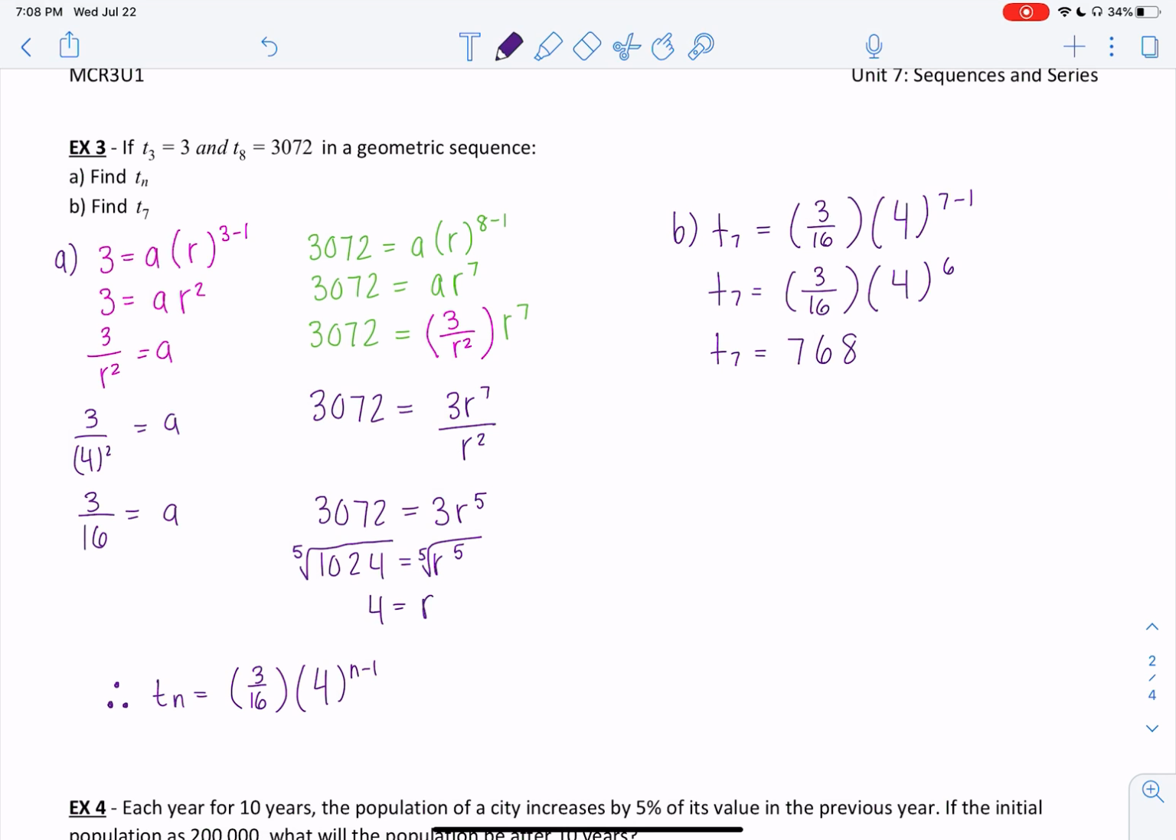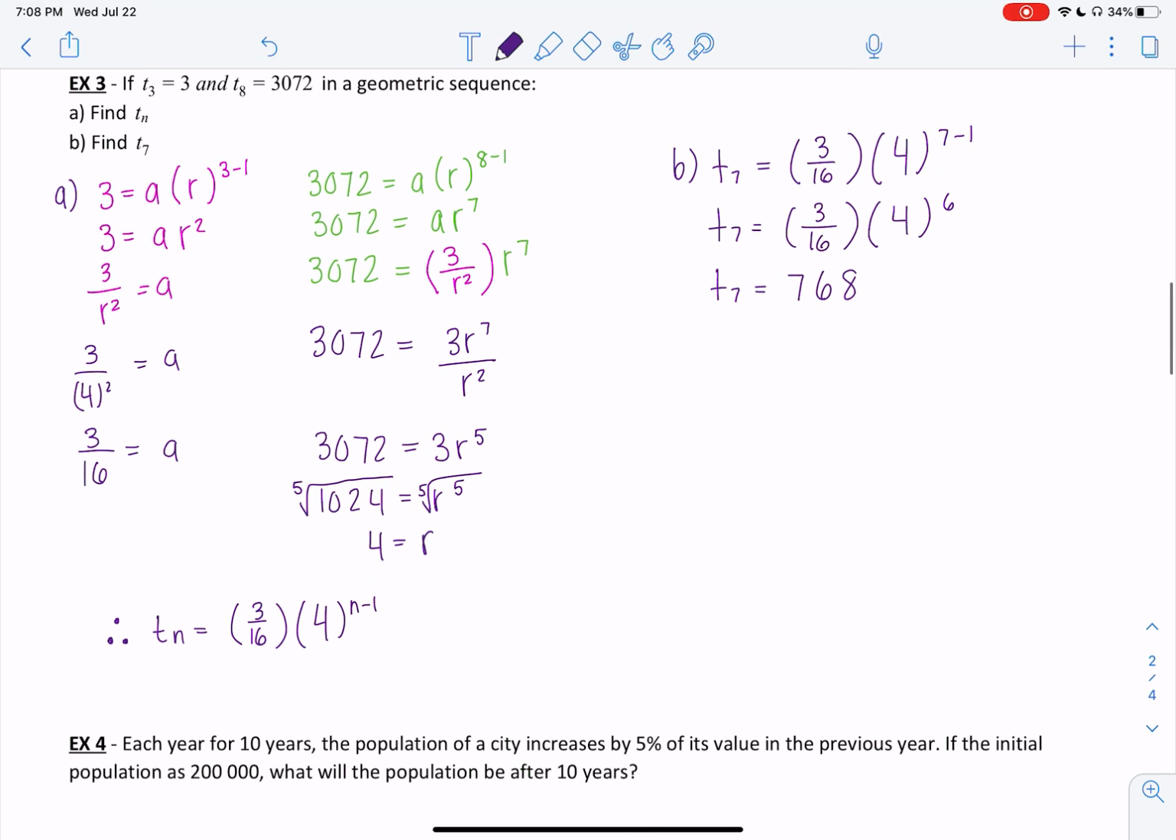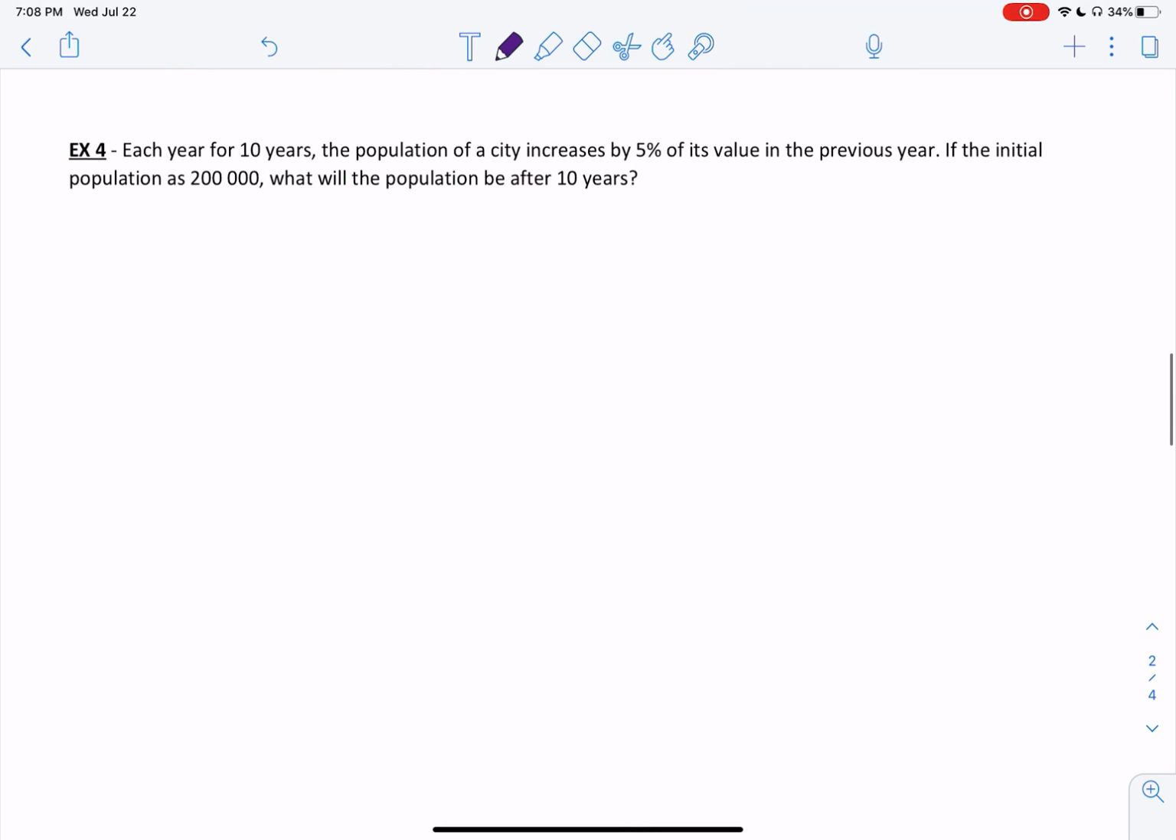Okay, one more quick example, and this one is an application question. Each year, for 10 years, the population of a city increases by 5% of its value in the previous year. If the initial population is 200,000, what will the population be after 10 years? So let's start by making our general formula.